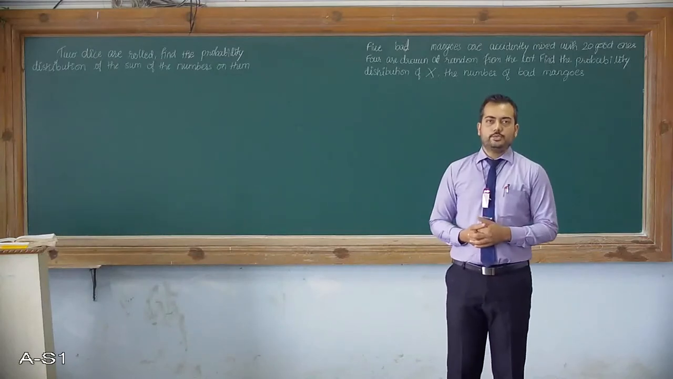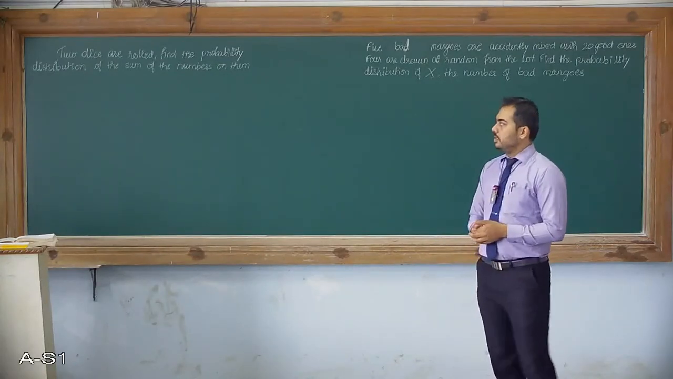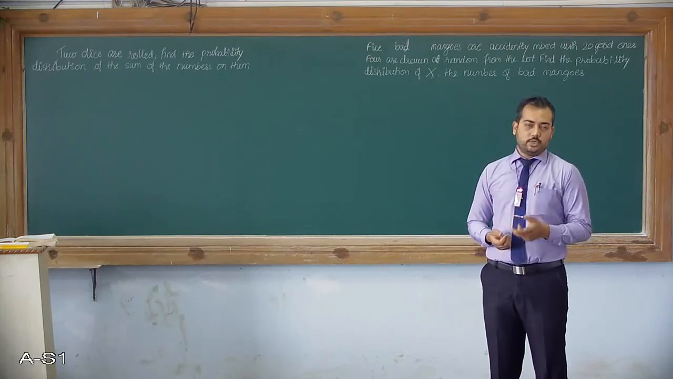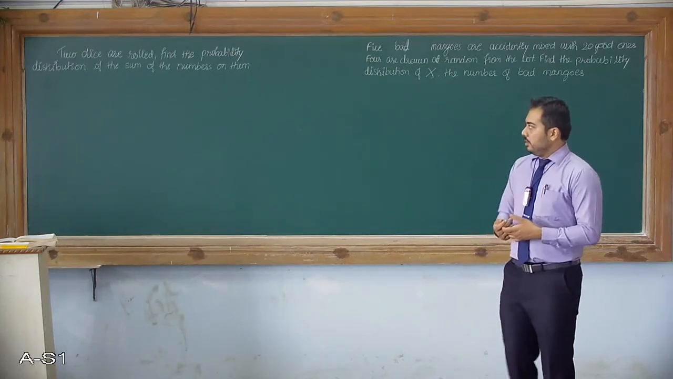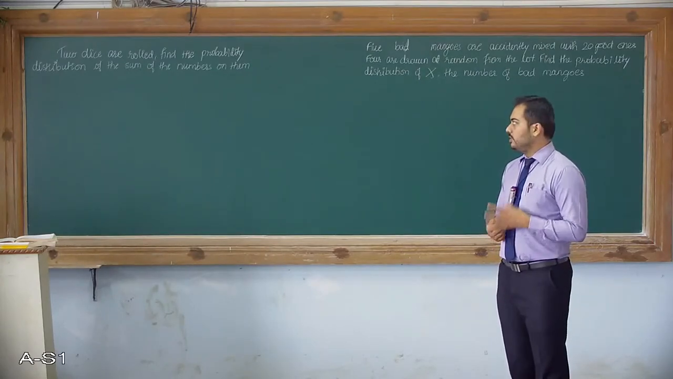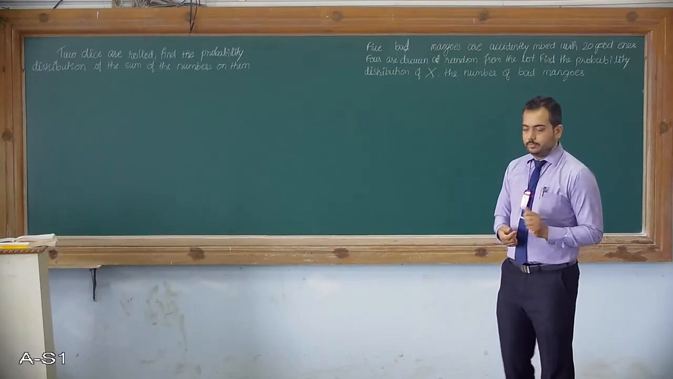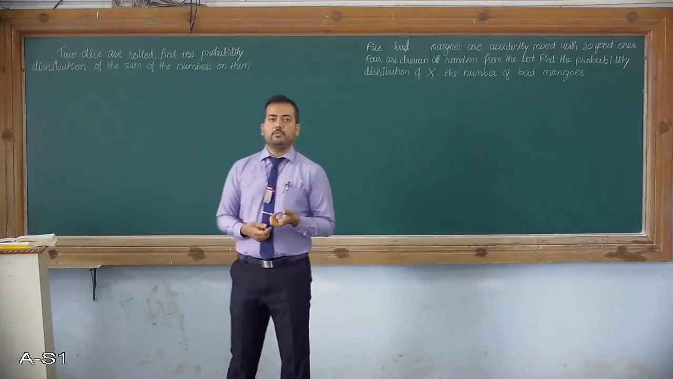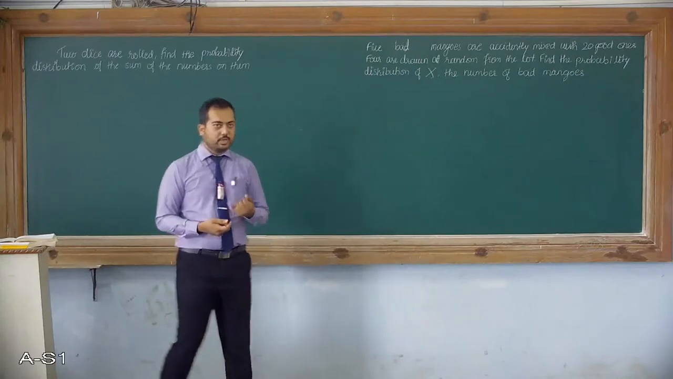Hello students, welcome back. So again continuing with the probability distribution, 2 more examples I have here. 2 dice are rolled and we need to find the probability distribution of the sum of the numbers on them. Okay. So now when there are 2 dice, what is the minimum sum we can have and what is the maximum sum you can have.